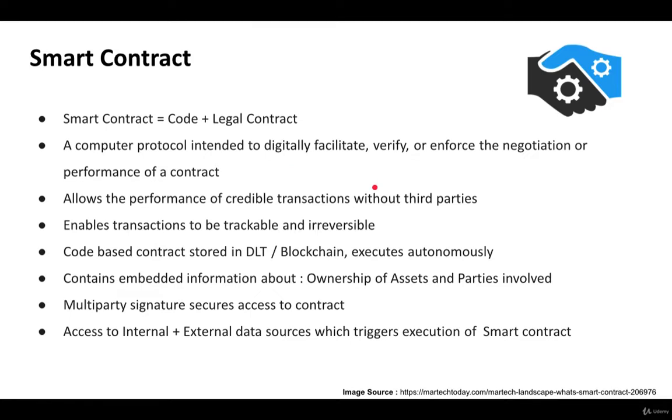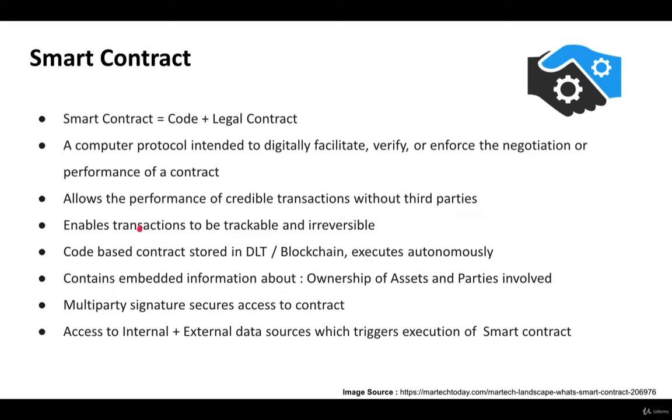If the information is available online and I put in the condition that if I have a price match with the seller, then we will agree to a contract, and the contract can be executed and digitally signed by both the parties. When both are signing together and the information is done online, the third party is avoided. That's the advantage of a smart contract.